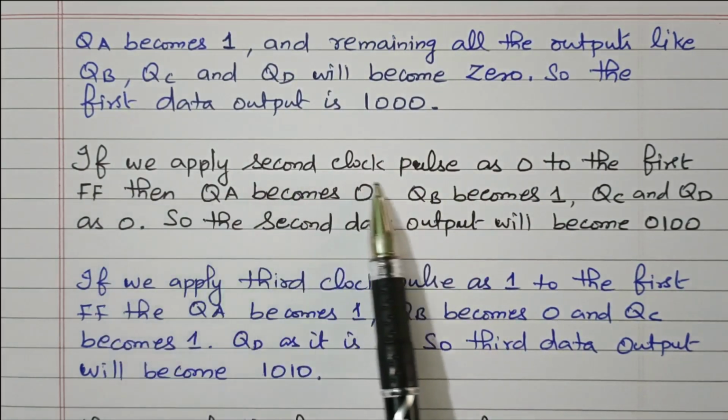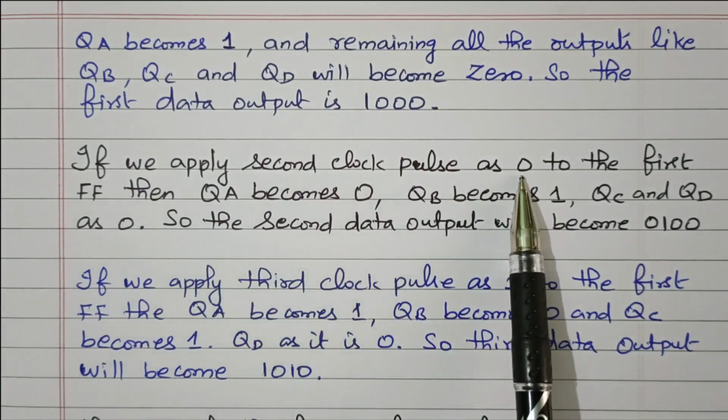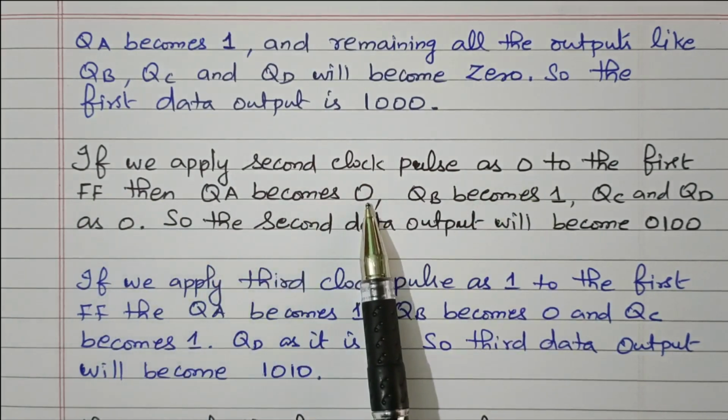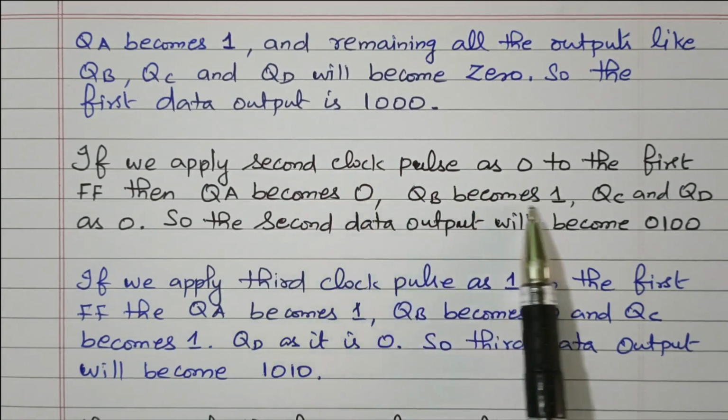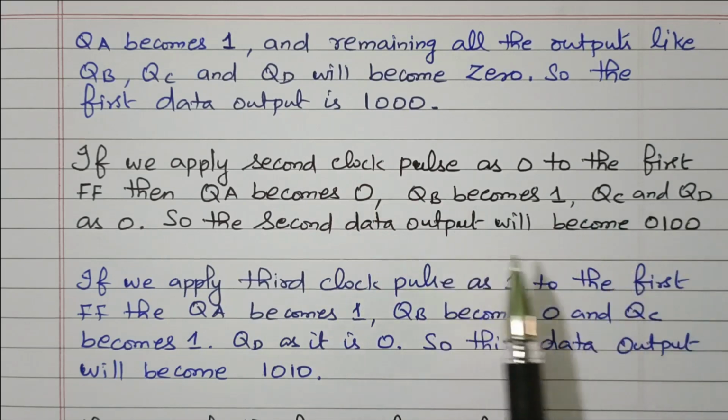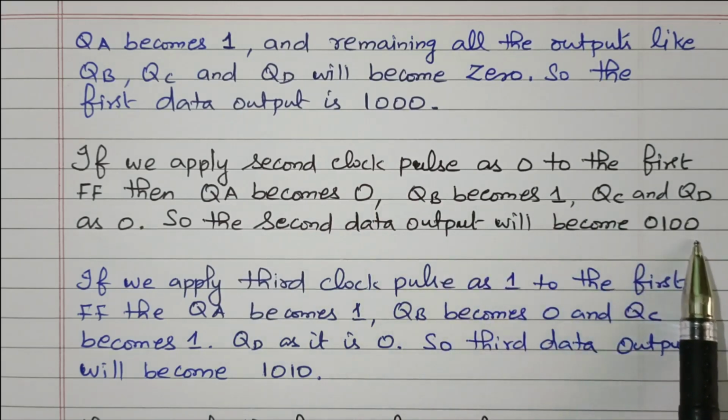If we apply the second clock pulse, 0 because the data is 0, to the first flip-flop, it becomes 0. The data already available in QA is transferred to QB, so it becomes 1. QC and QD are already 0, so it becomes 0, 1, 0, 0.